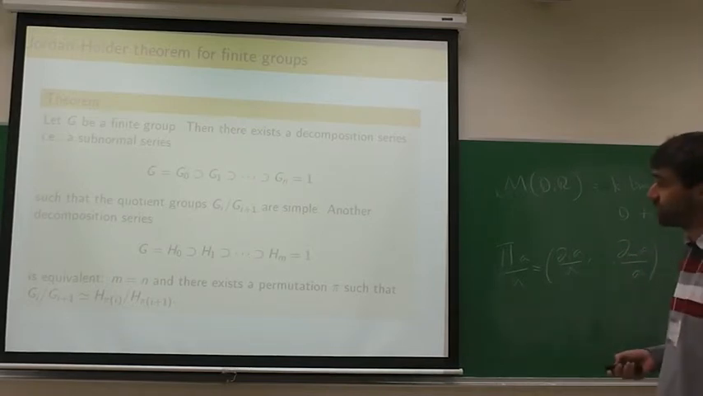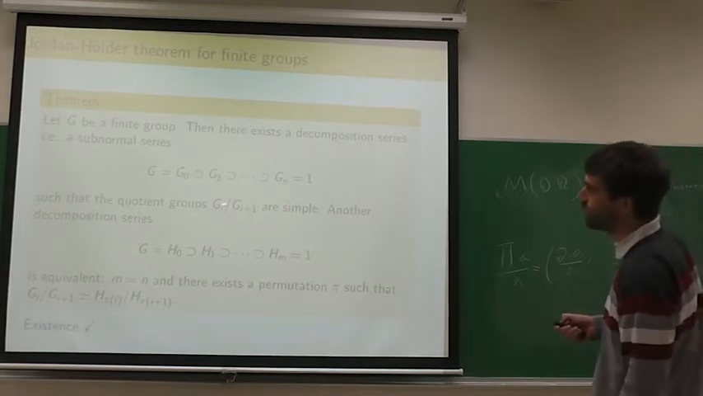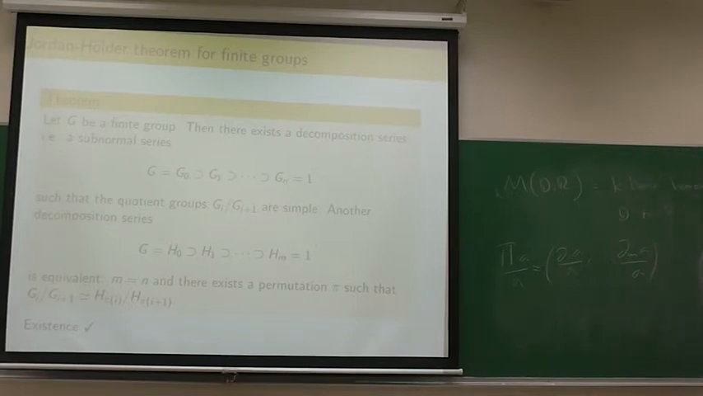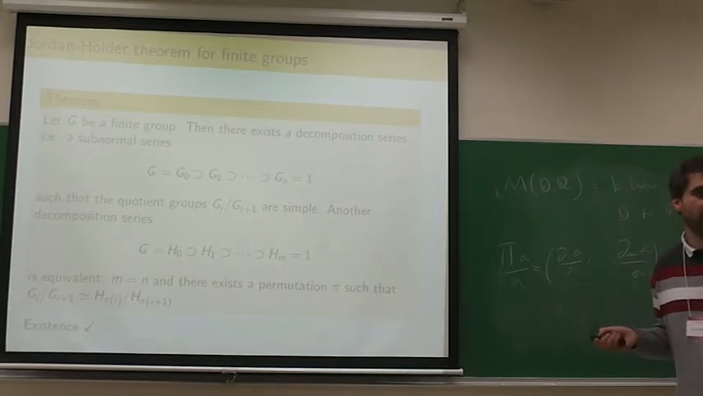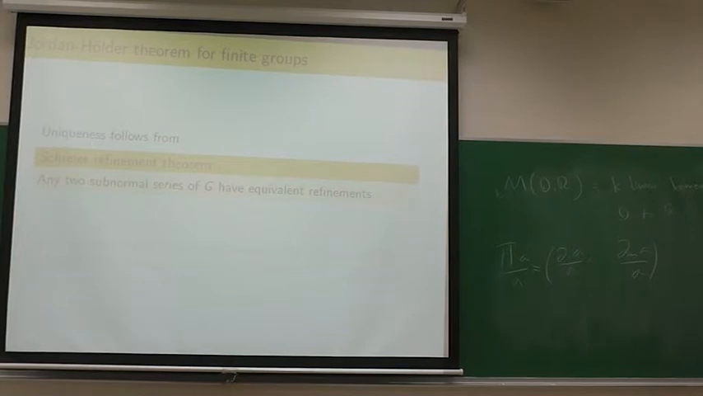And so in the classical case, the existence is really easy. What you do is you look at the set of all proper normal subgroups, you take a maximal one, and that's your G1, and you go on like that. Because the group is finite, the construction terminates, and that's it. So really the harder part is the uniqueness. There are different ways of doing it, but I think the standard proof now goes through the so-called Schreier refinement theorem, which says that any two subnormal series of G have equivalent refinements.